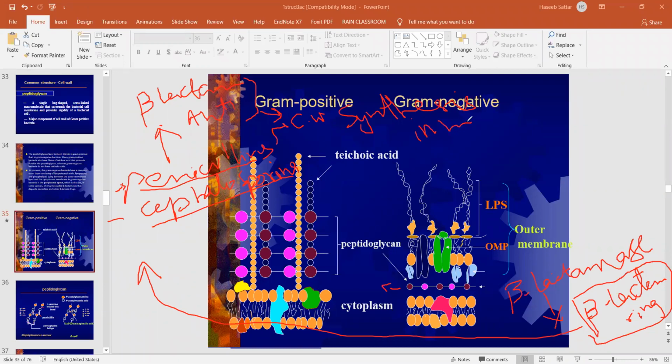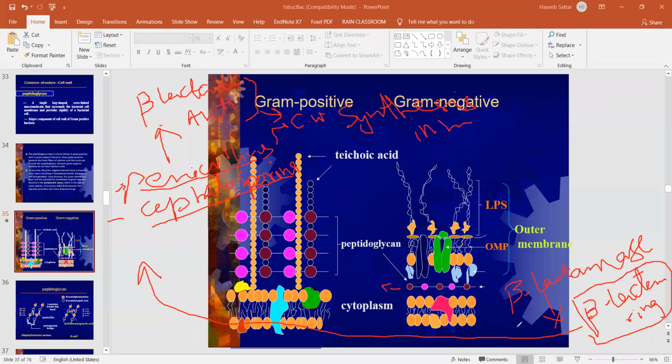Why are they known as cell wall synthesis inhibitors? Because they block the transpeptidation of this peptidoglycan unit. Just wait, I will explain later about this. So just remember, they inhibit the cell wall synthesis.